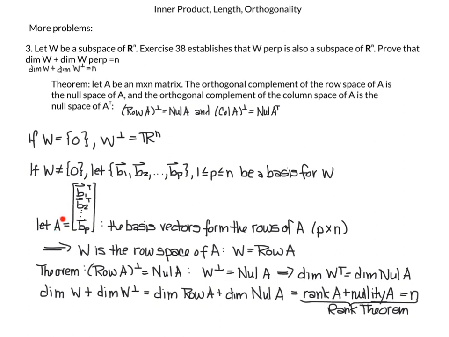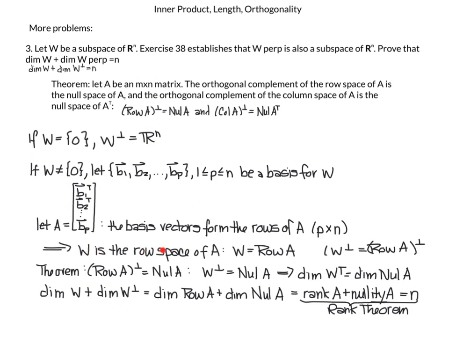We're going to make a matrix A using these basis vectors to form the rows of A. In other words, the first row is B1 transposed, the second row is the second basis vector transposed, up to Bp transposed. And by the way, A is a P by n matrix, right? There are P rows because there are P basis vectors, and n columns because these vectors are in Rn.